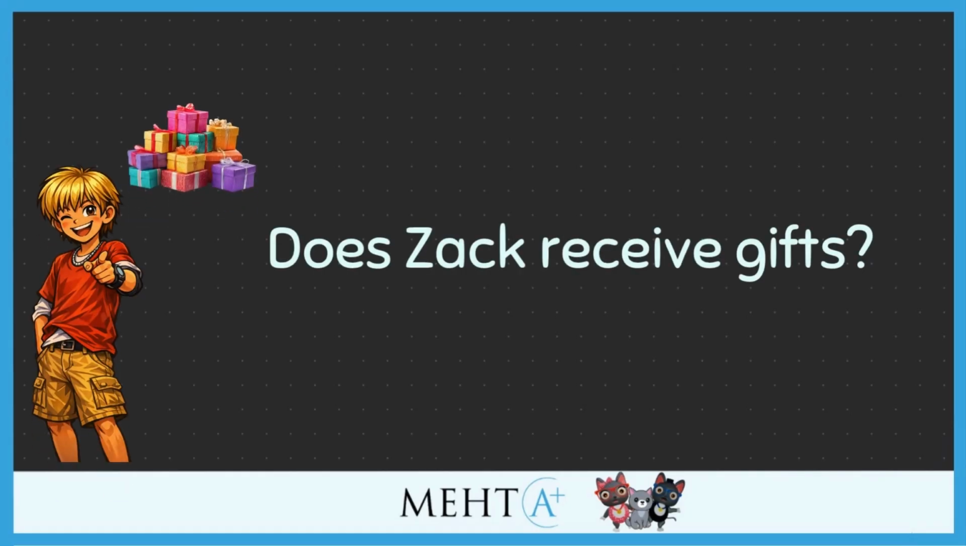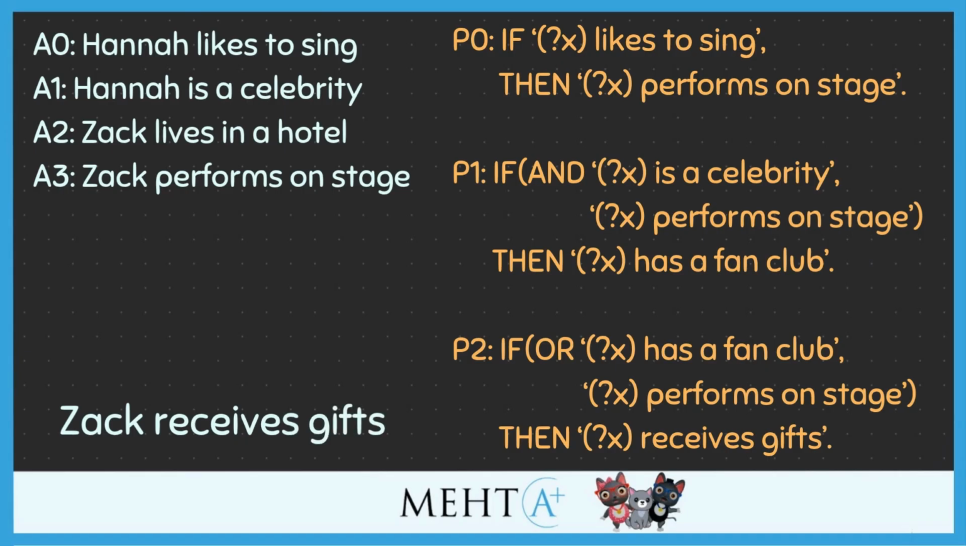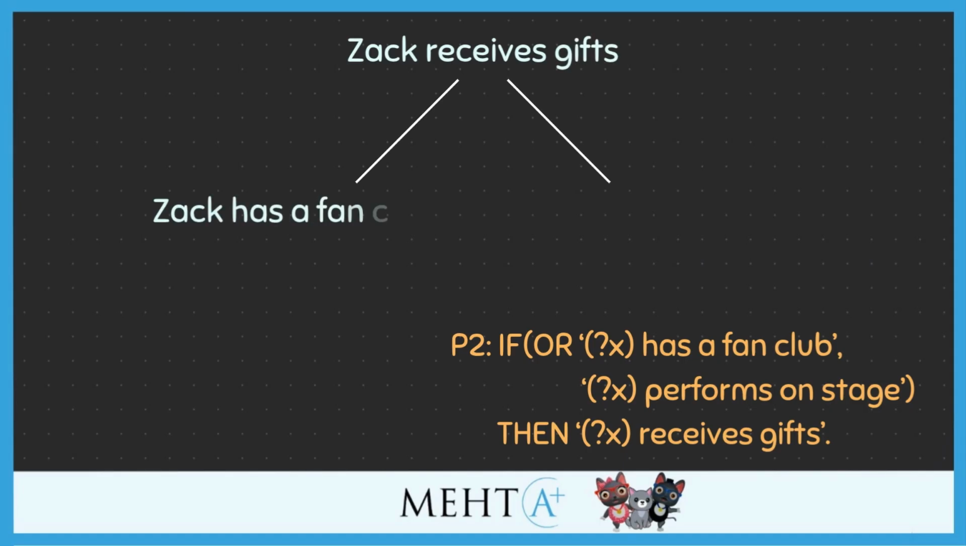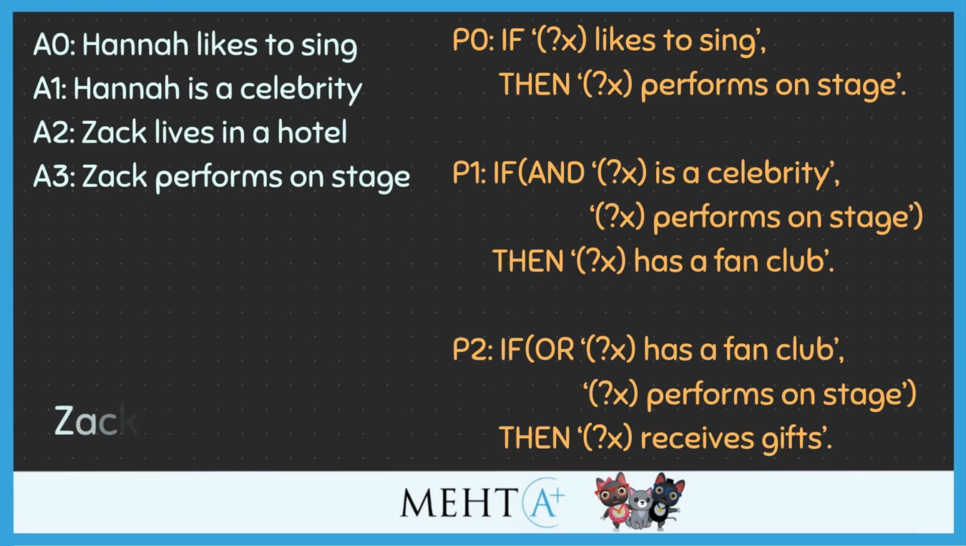Anyway, let's do another quick example. What if I asked you, does Zack receive gifts? At this point, y'all know the drill. There's no matching assertion, but we have a matching consequent with P2. So let's check if either Zack has a fan club or Zack performs on stage. Of course, we do this in order. So for Zack has a fan club to be true, Zack must be a celebrity and Zack performs on stage.